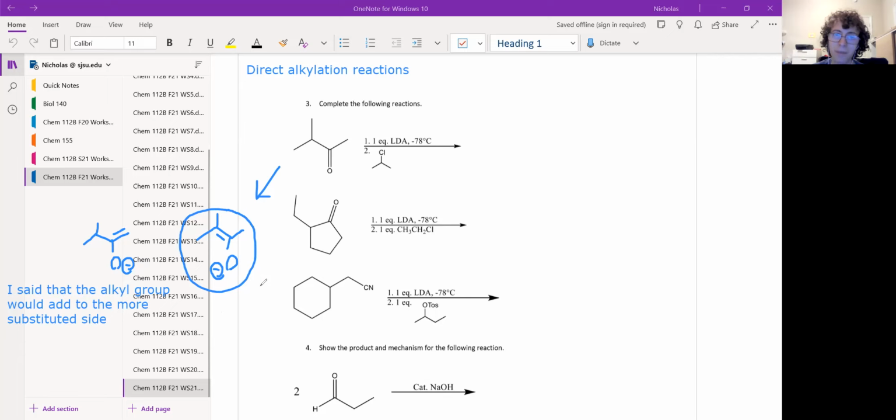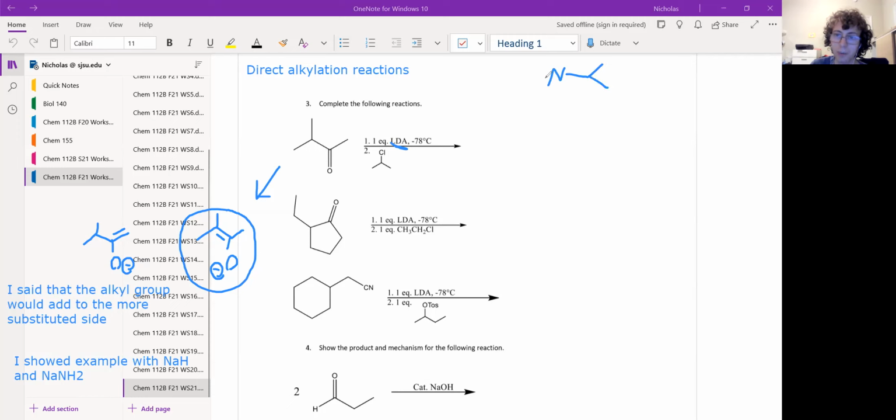But I'm assuming, based on the examples he showed in lecture and just how he talked about it, you're only going to be looking at these reactions with LDA. I showed examples of sodium hydride and NaNH2. And as far as I can tell, you're not going to have to worry about these bases being used for this reaction. Just worry about LDA.